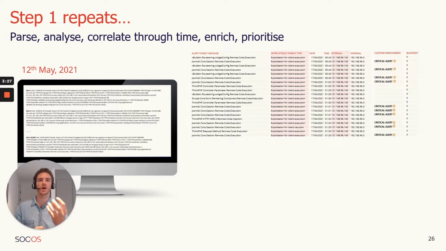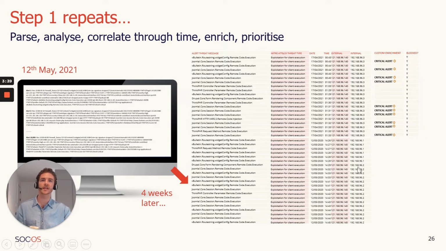Here's where the time-based correlation capability will hopefully really come to life. And on this day, like any other day, the 12th of May, SOC.OS parses, enriches, correlates these alerts. But it now finds 21 alerts that it groups. You see here, 2:30 p.m. to 2:45 p.m., all relate again to the same activity. It's the exploitation for client execution. It's all this external entity.